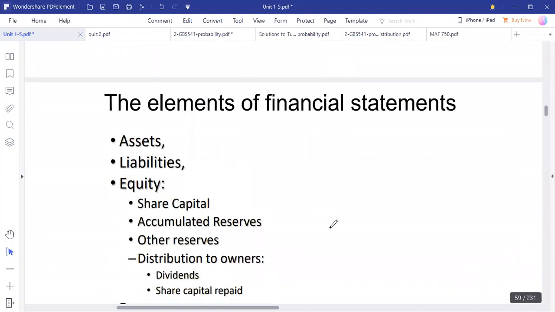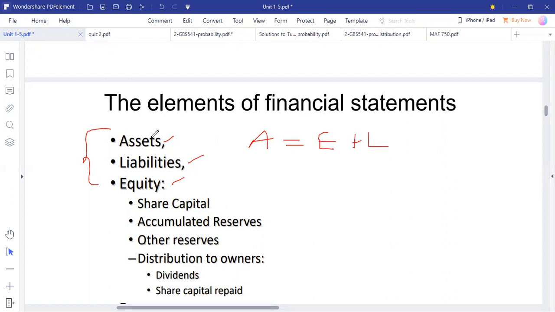The elements of financial statements are as follows. We have assets, we have liabilities, we have equity. And the equation that we use whenever we are dealing with the accounting equation: assets is equal to what? Who remembers? How are these three related using the accounting equation? Assets is equal to equity plus liability. Yes, equity plus liability. So these are the elements of financial statements.